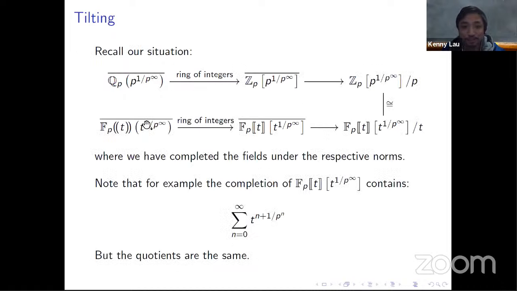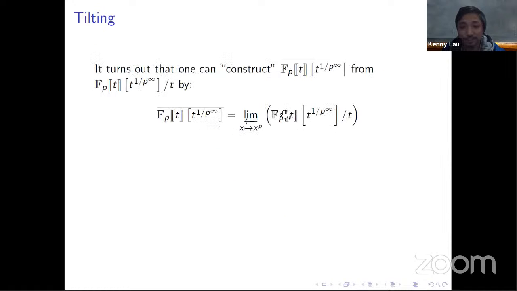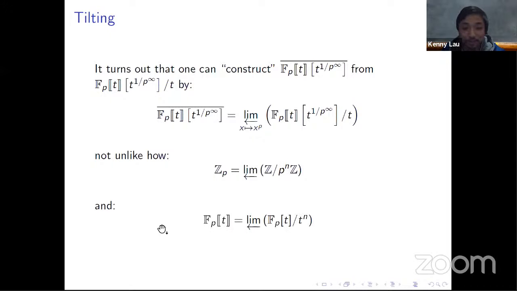This whole thing from here to here is called tilting because of this relation here. And this relation is like how we can build up ZP from the quotients. Yes, Frobenius is a homomorphism, so this X is not just T, but yeah. And ZP here, right? So you can build ZP from the quotients Z mod P and Z. And you can also build the power series by taking the inverse limit of quotients.